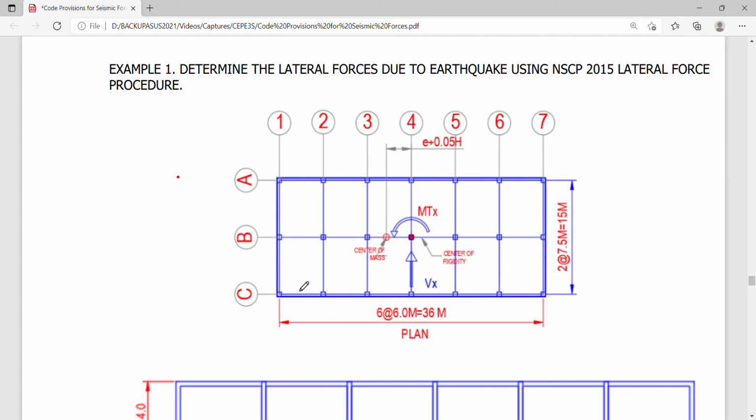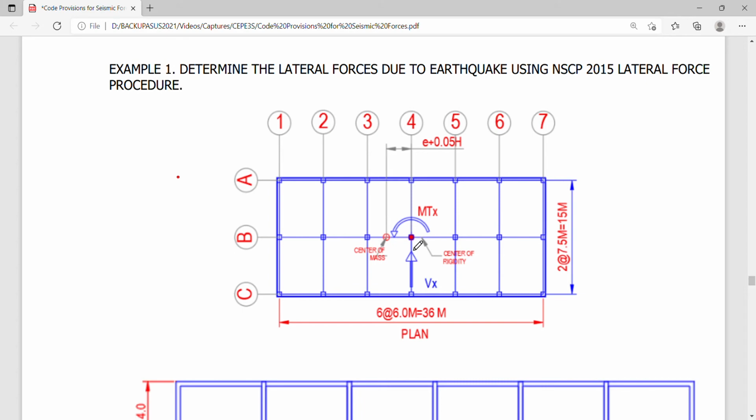on the longitudinal direction, which gives us a simple 36 by 15 meter rectangular plan with regular dimensions as far as the column locations are concerned. And if we would interpret that regularity, we can therefore say that the center of rigidity is simply at the middle column.